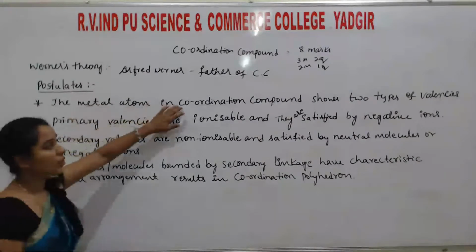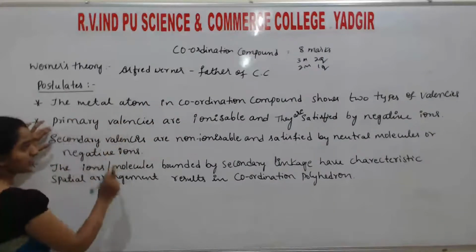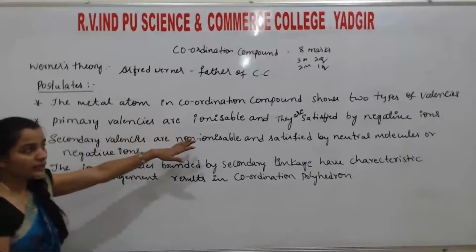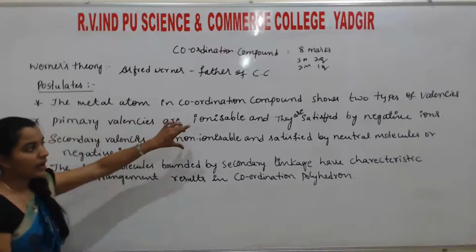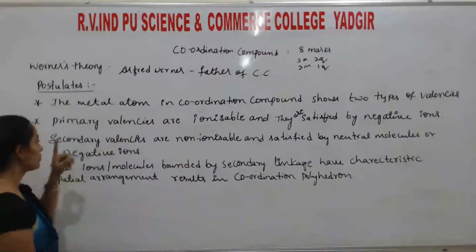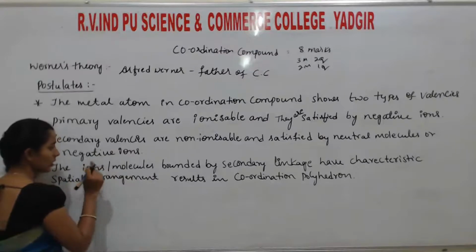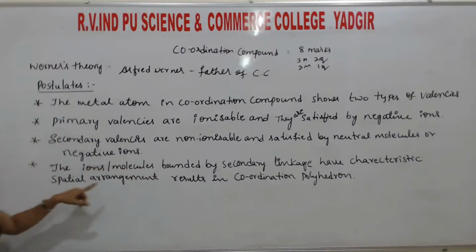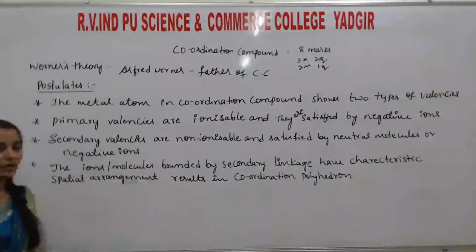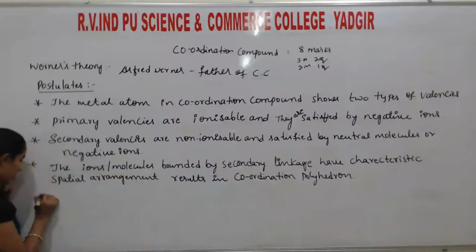Metal atom in coordination compound shows two types of valency. Primary valencies are ionizable and they are satisfied by negative ions. The secondary valencies are non-ionizable and are satisfied by neutral molecules or negative ions. Next, the ions or the molecules bound by a secondary linkage have characteristic spatial arrangement resulting in coordination polyhedra. So students, as I told you, I will take an example to explain this.